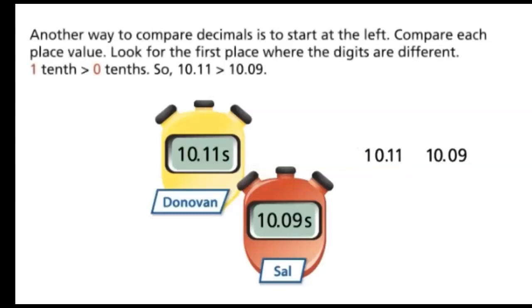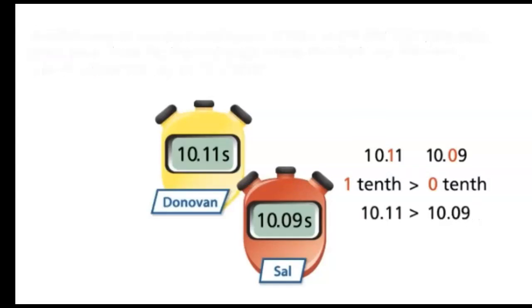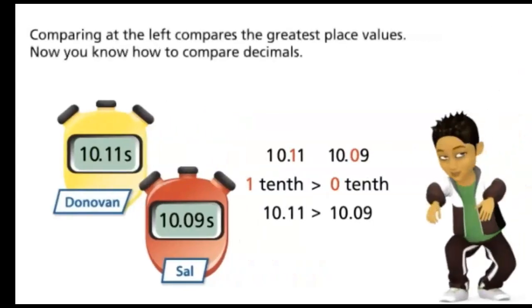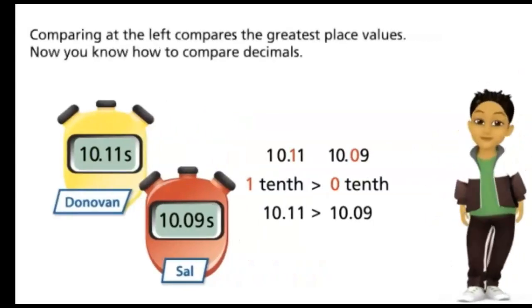Another way to compare decimals is to start at the left. Compare each place value. Look for the first place where the digits are different. 1 tenth is greater than 0 tenths. So 10 and 11 hundredths is greater than 10 and 9 hundredths. When you compare decimals by place value, why is it important to begin comparing at the left? Comparing at the left compares the greatest place values. Now you know how to compare decimals.